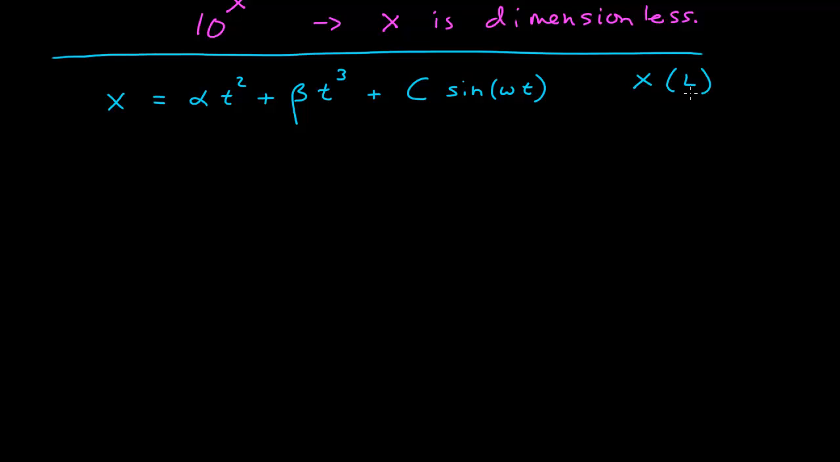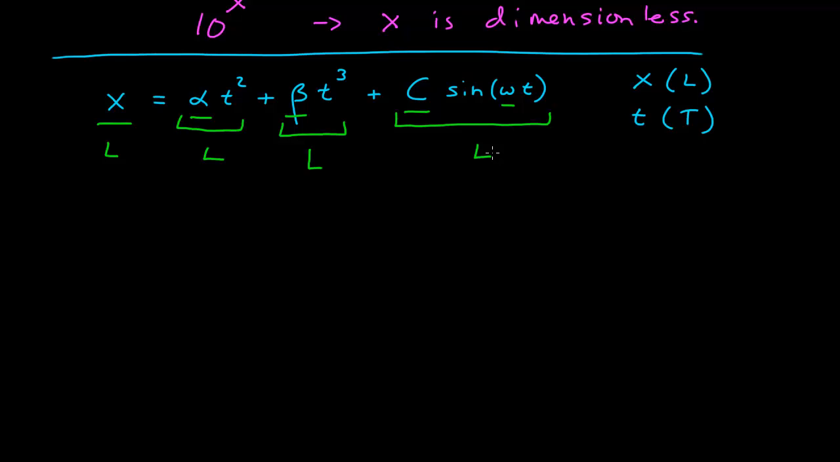X has a dimension of length. T has a dimension of time. So what are then the dimensions of alpha, beta, capital C, and omega? Well, I know that this x is a length, so this has to be a length. And I know that objects on either side of an equation have to have the same dimension, and objects added together have to have the same dimension. So this whole thing here must be a length. This whole thing must be a length, and this whole thing must have a dimension of length.